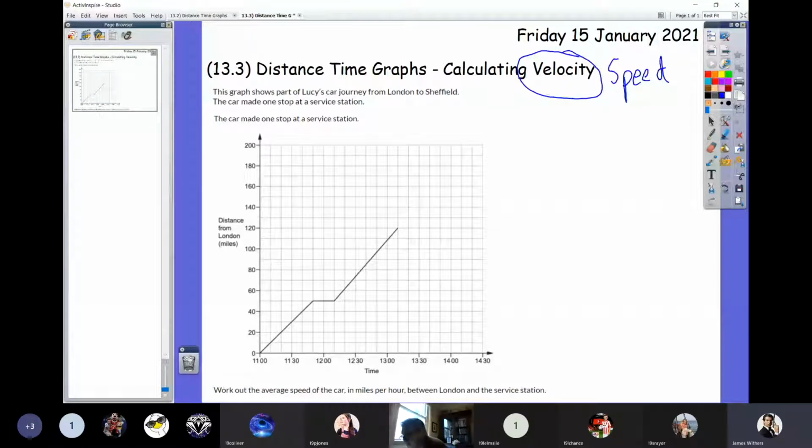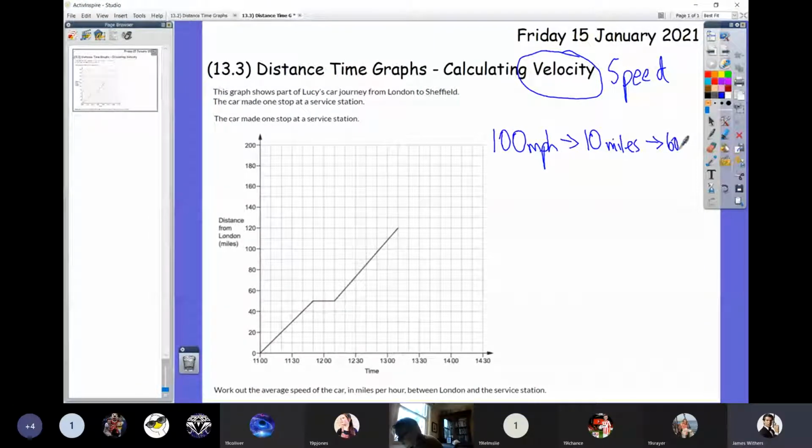Now remember what speed is. The speed is the distance that you go in an hour. So say, for example, you're going at 100 miles per hour. That means, obviously that's fast, that you go 100 miles in 60 minutes. You go 100 miles an hour. So if you knew they've been traveling for 30 minutes, you'd say, right, that's half the time, so they've gone half the miles.